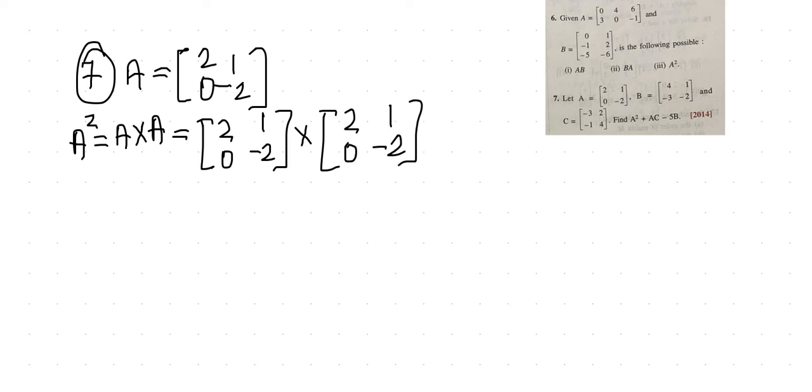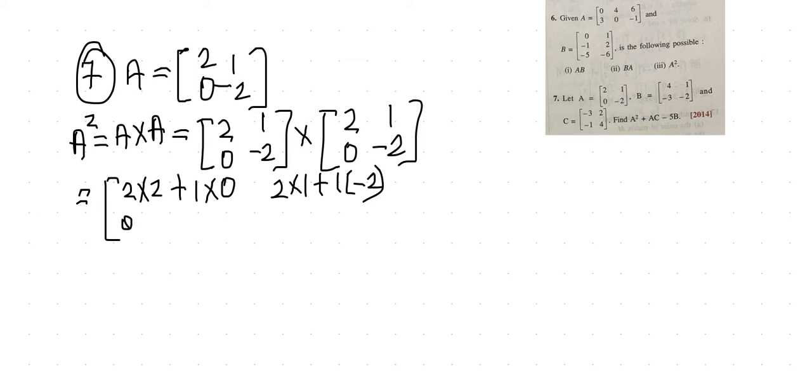So how much is this equal to, children? This is going to be equal to 2 into 2 plus 1 into 0. Okay, then 2 into 1 plus 1 into minus 2, then 0 into 2 plus 0 into 0, and then I have 0 into 1 plus minus 2 into minus 2.